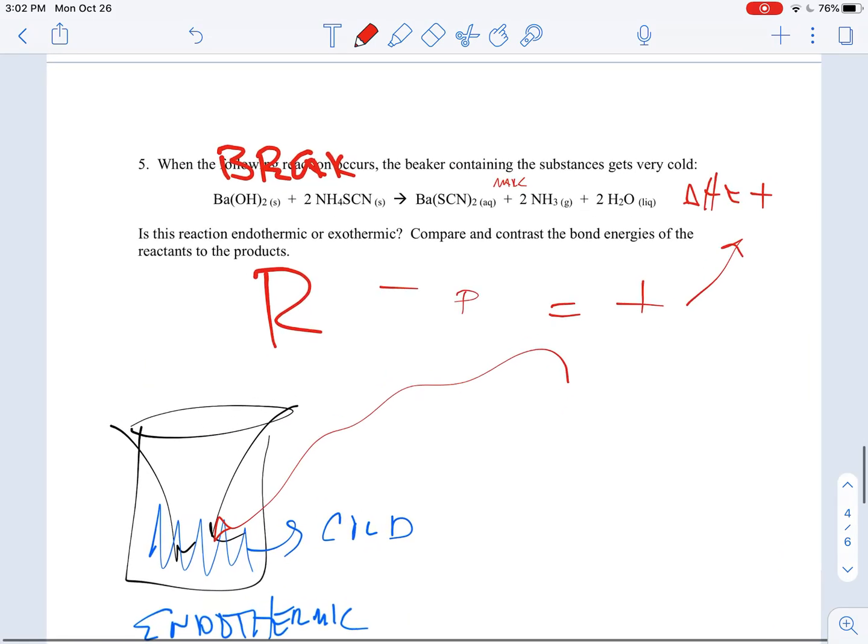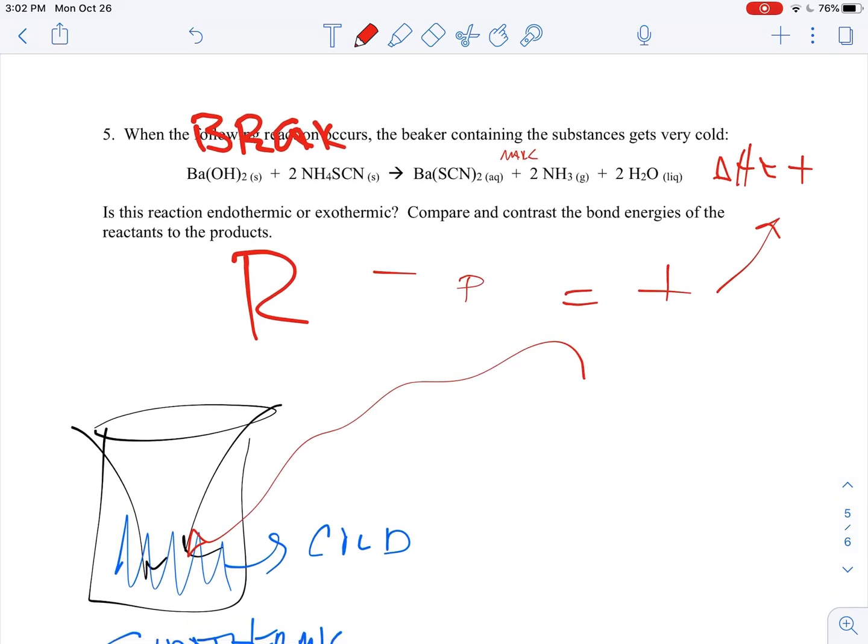So for endothermic reactions, ones that feel cold, these are ones where it requires more energy to break the bonds than you get out of it for making the bonds. If it was an exothermic reaction, then it requires less energy to break the bonds than it does for the bonds that you have made, which is why it would be the reverse of this and therefore negative.